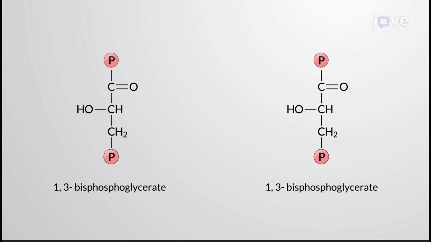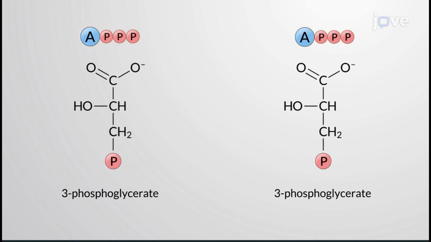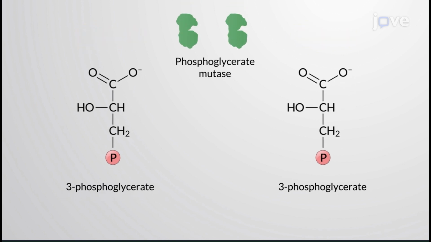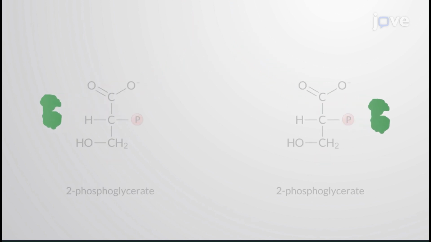Phosphoglycerate kinase then transfers a phosphate group from each 1,3-bisphosphoglycerate to ADP, creating 2 molecules of ATP and 3-phosphoglycerate. Next, the enzyme phosphoglycerate mutase converts 3-phosphoglycerate into its isomer 2-phosphoglycerate.